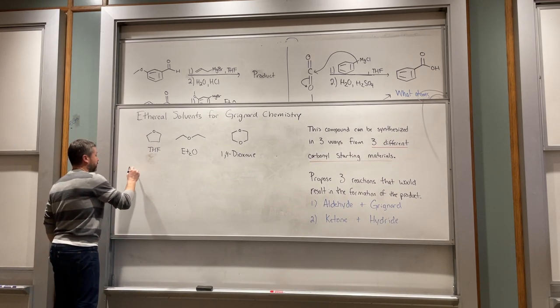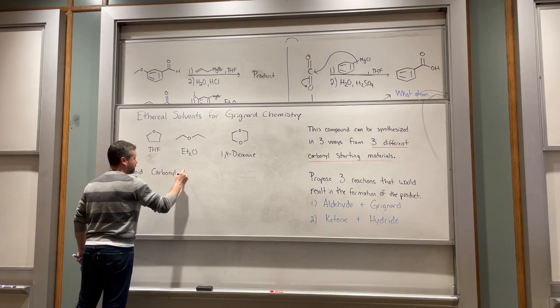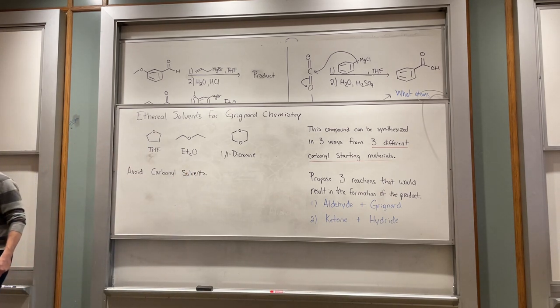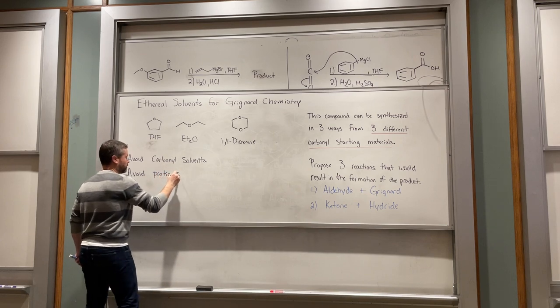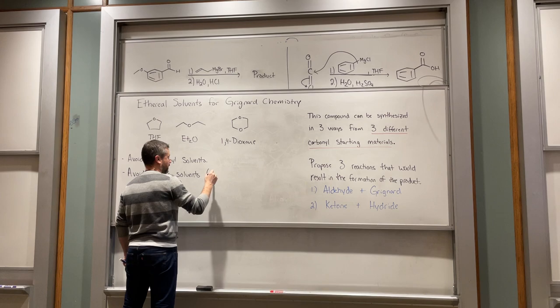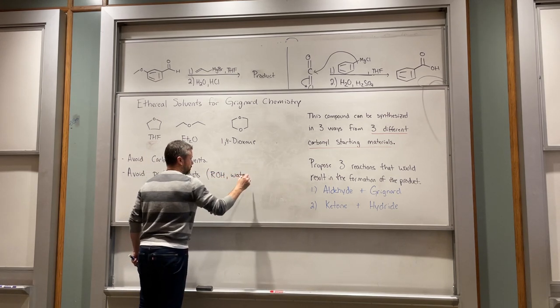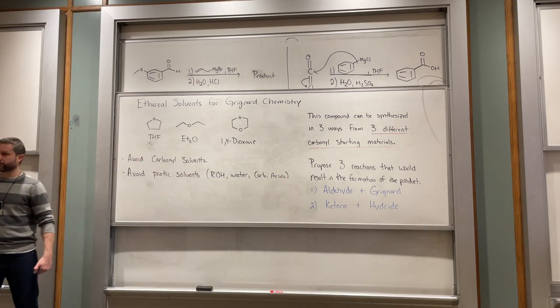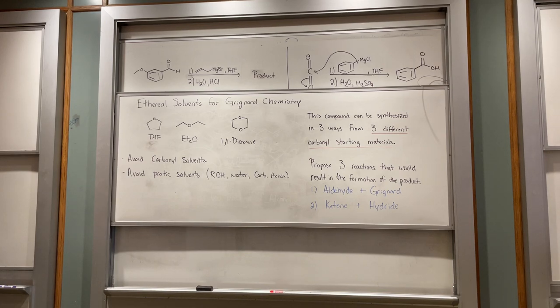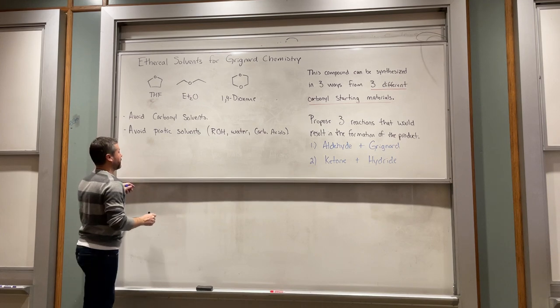Obviously, you want to avoid things like carbonyl solvents. So acetone and ethyl acetate we can't use with Grignard chemistry, because the Grignards will add to the carbonyls in those solvents. So the solvents will react with the reagents. And we also want to avoid protic solvents, like alcohols, water, carboxylic acids, etc. Because the Grignard reagents will just deprotonate those solvents and destroy the Grignard reagent. So we want to make sure that the solvent we're using is inert; it's not reacting with the Grignard reagent. And then typically the ethereal solvents help out.